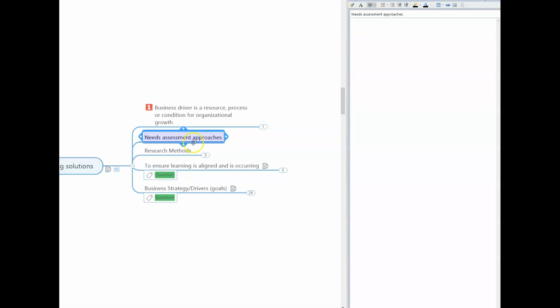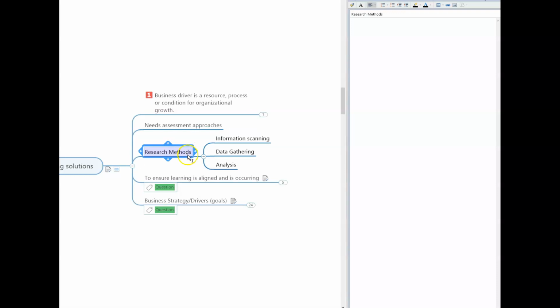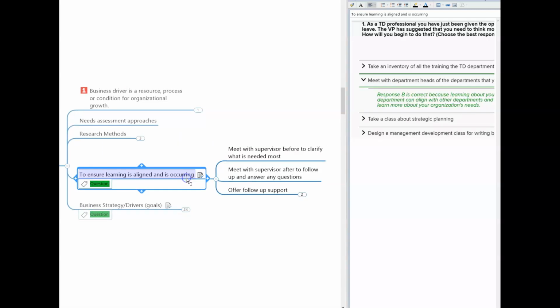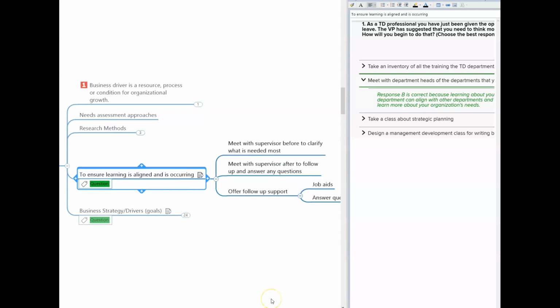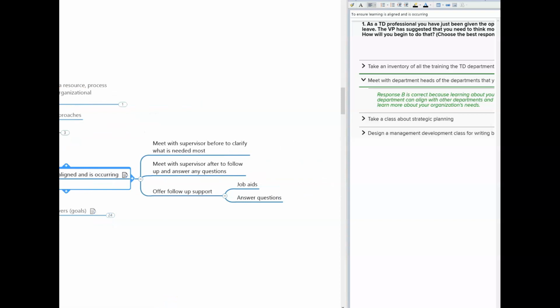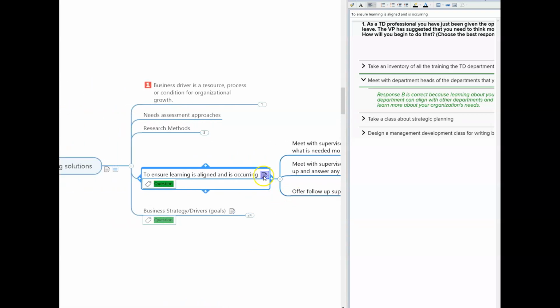Needs assessment approaches. Research methods, three of them are information scanning, data gathering, and analysis. To ensure learning is aligned and occurring, you can meet with a supervisor before to clarify what's needed most, meet with a supervisor after to follow up and answer any questions, and offer any follow-up support. That follow-up support can come in the form of job aids or answering questions.